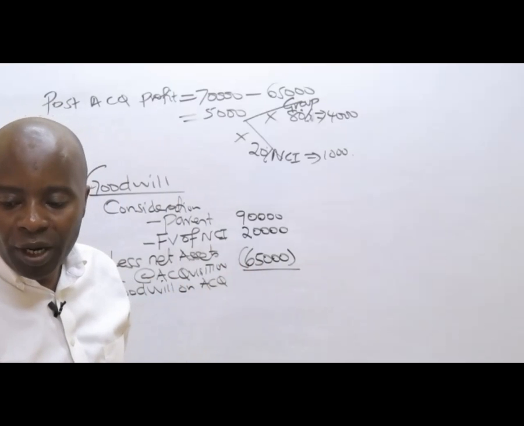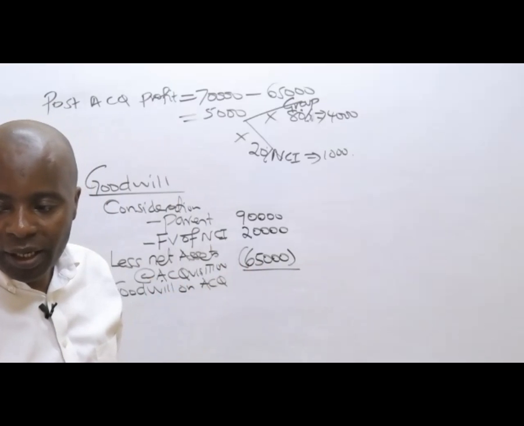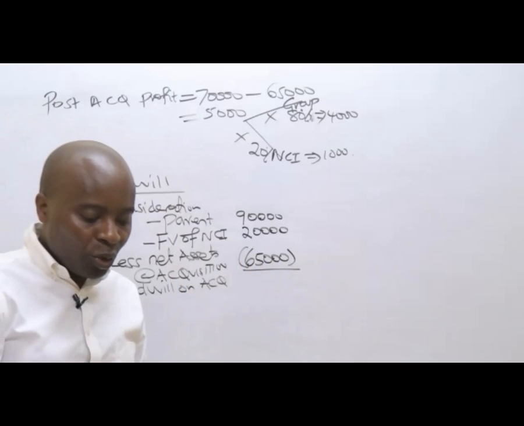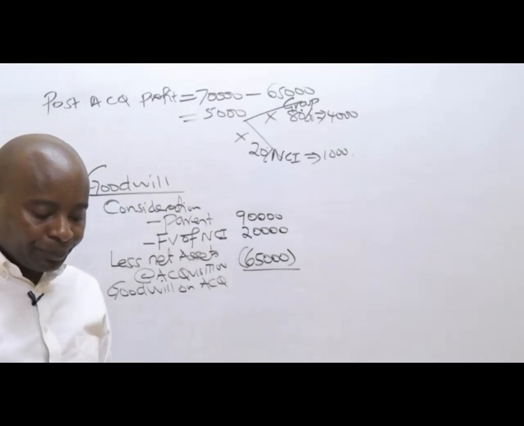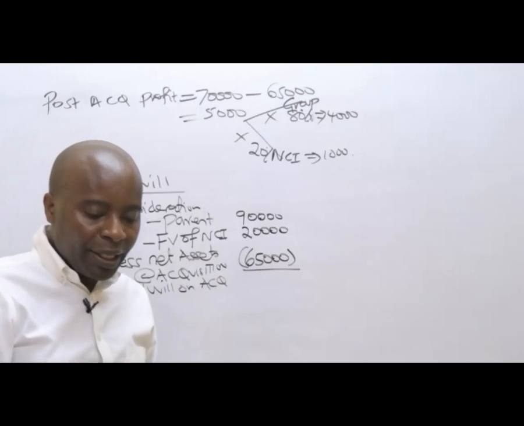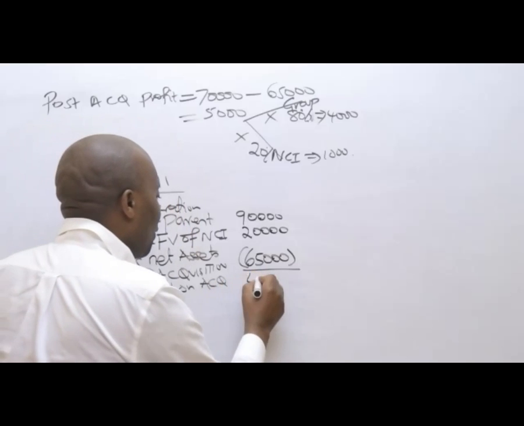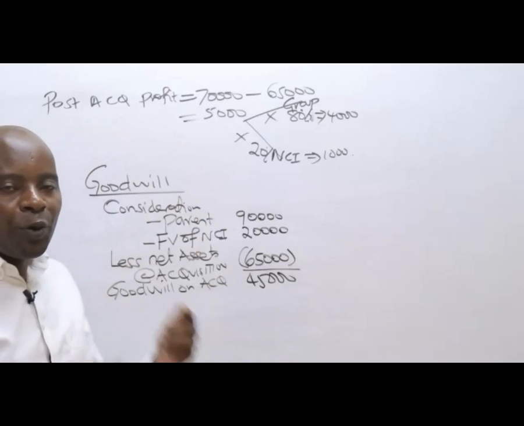So goodwill on acquisition, what do we have here? If you have your calculator, you should be able to give us this goodwill on acquisition. So this will be 90,000 plus 20,000 minus 65,000, which will end up, ladies and gentlemen, giving us 45,000. So this 45,000 is goodwill on acquisition.